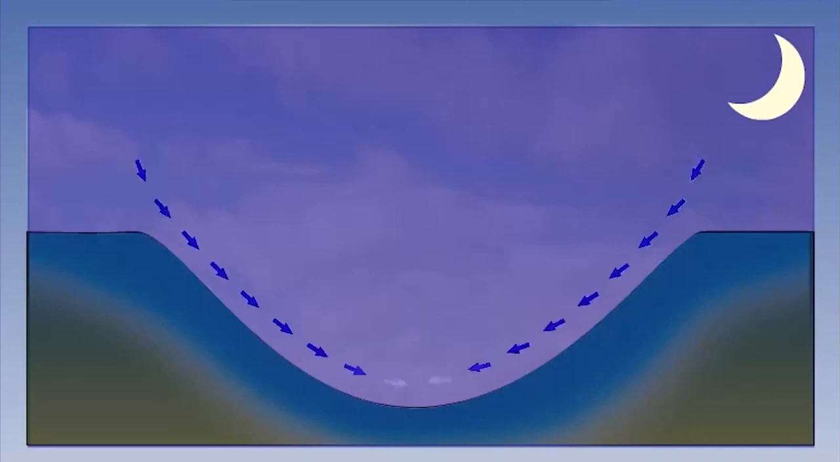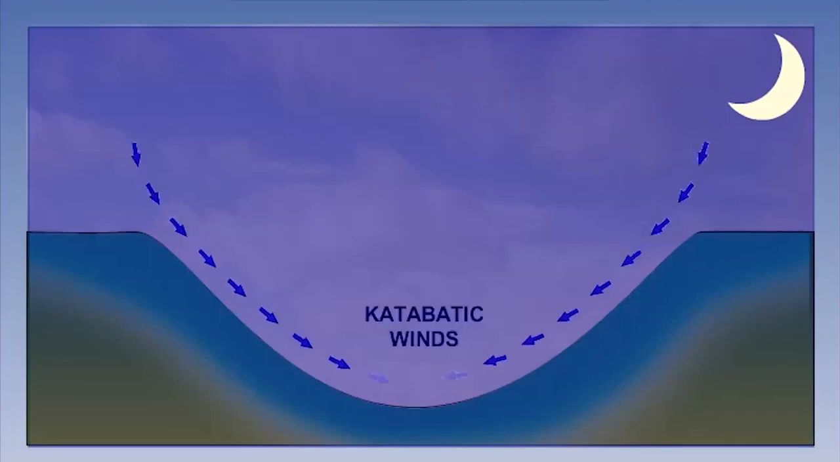During the night, we can see the reverse effect. The slope surface will cool faster than the air in the valley, and the overlying air will become heavier and denser. As a result, it will sink down the sloping terrain and collect in the valley bottom below. This wind is called a katabatic wind.